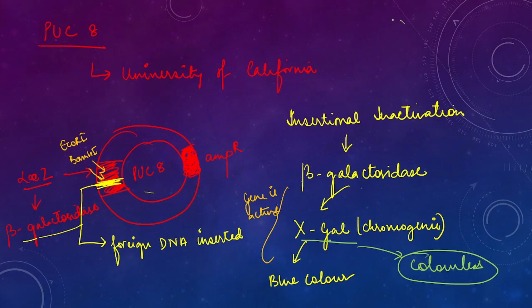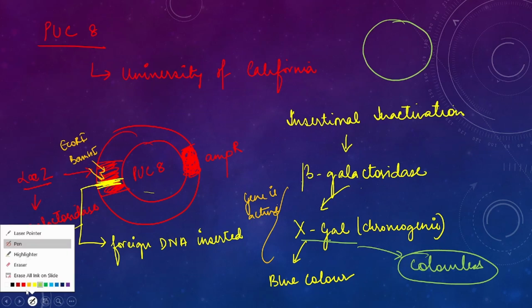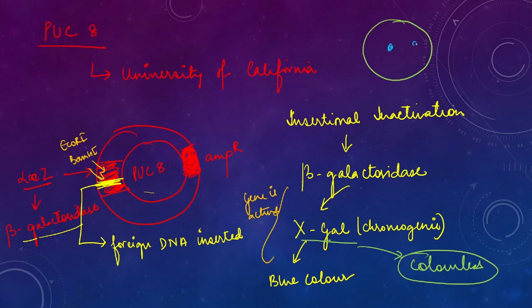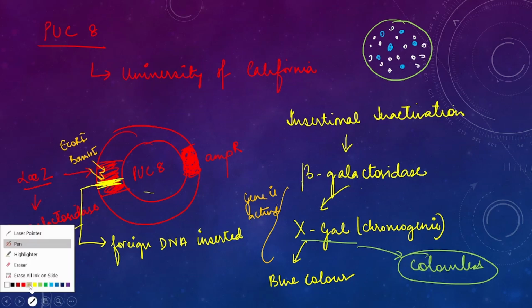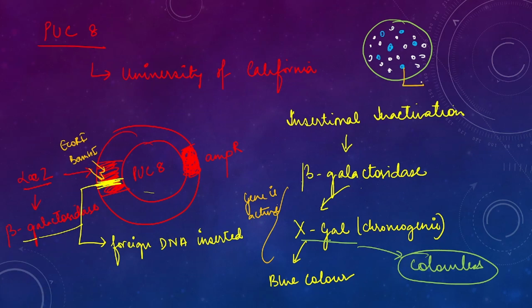So here, we can say that at last in a plate, we can see blue and white. These are blue, and let me draw the white. Now here, what does it mean? Blue color stands for non-recombinant. And white stands for recombinant. Right?